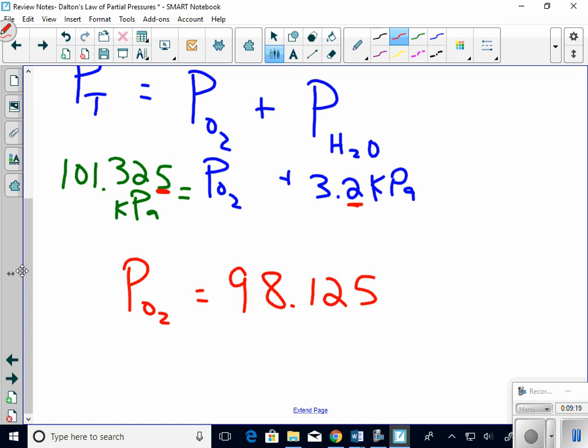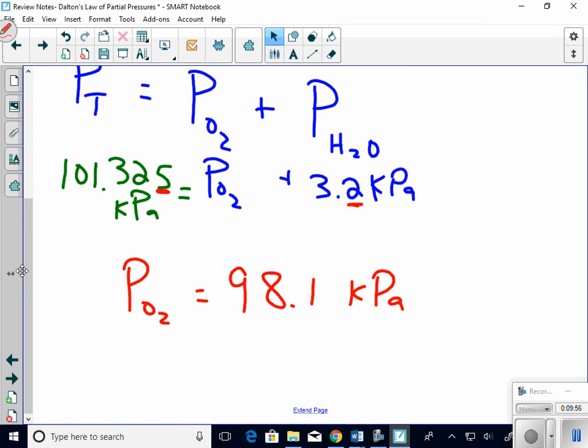Now, based on my sig fig addition rules, that goes 3 places after the decimal. That goes 1 place after the decimal. So my sig fig should be 1 place after the decimal. So when I sig fig that, I'm going to get 98.1. My label is kilopascals. Not real tough, is it? Okay. But once again, in order to do this, we have to have that chart.